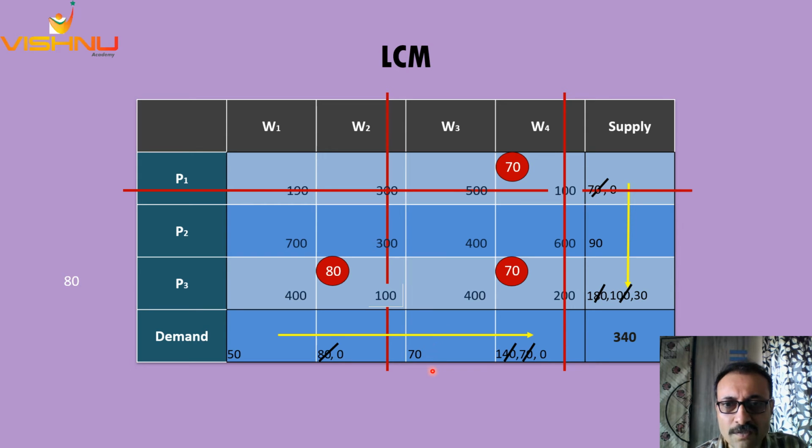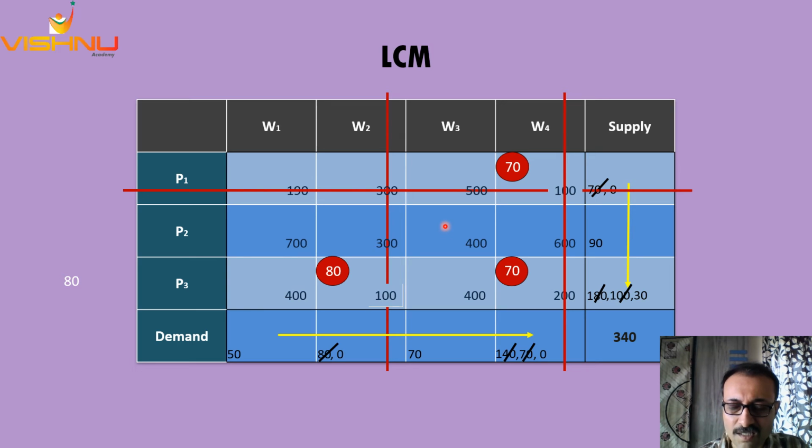70 according to the column and 90 according to the row total, which means a maximum of 70 units can be transported to this particular cell, which is definitely more than what we could allocate or transport to these two cells, which was 30 for each, and this is 70.